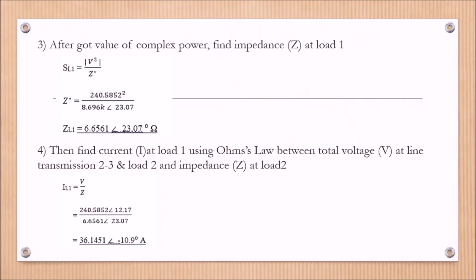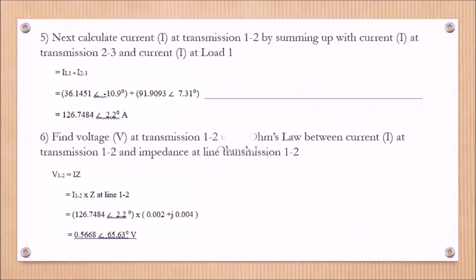We find the impedance at load 1 by using S equal to V square over Z conjugate. Then we got Z at load 1 is 6.6561 angle 23.07 ohms. Then we find the current at load 1 using Ohm's law between total voltage at line transmission 2 to 3 and load 2 and impedance at load 2. Next, we calculate the current at transmission 1 to 2 by summing up the current at transmission 2 to 3 and the current at load 1.